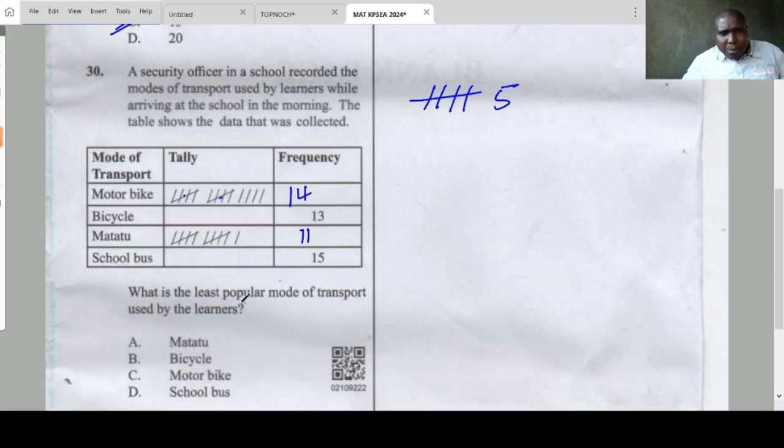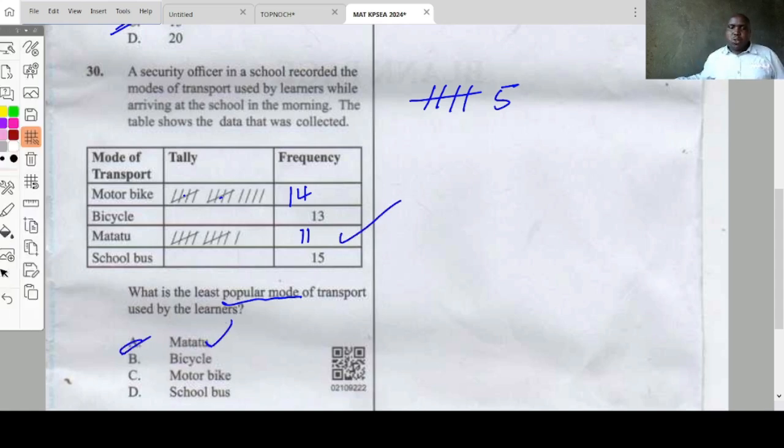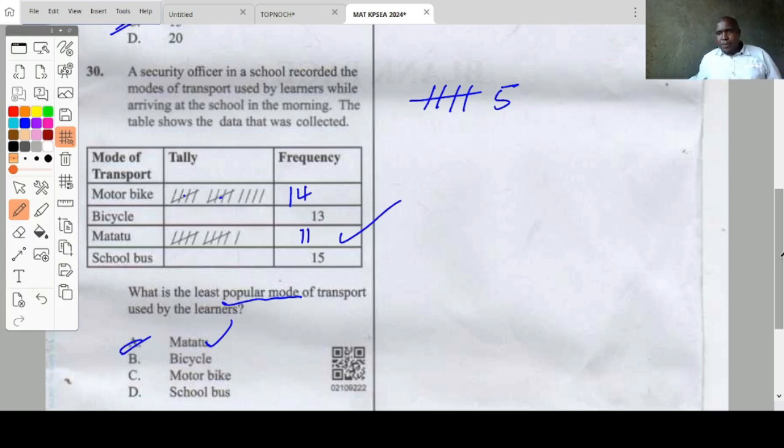What is the least popular mode? The least popular, the one that was used by the fewest students. It is the matatu. The matatu used 11. That is the least used mode of transport.